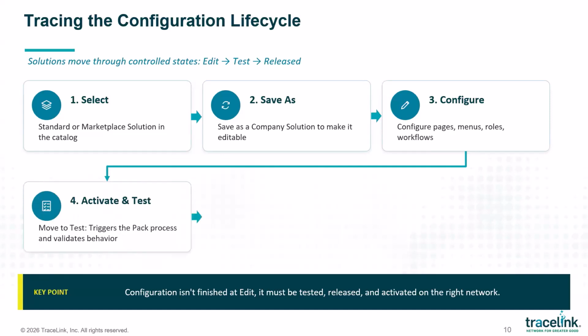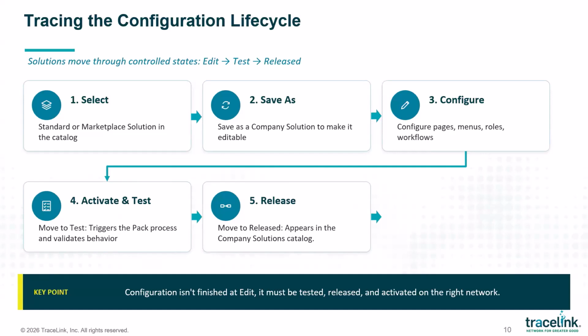Step 4, activate and test. When you move the solution from edit to test, that triggers the pack process, an automated background job that bundles all the metadata, configurations, and assets into a versioned, deployable package. This is where you validate that it behaves the way you intended.